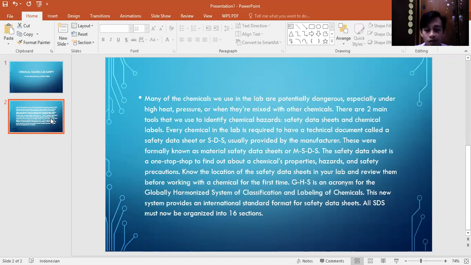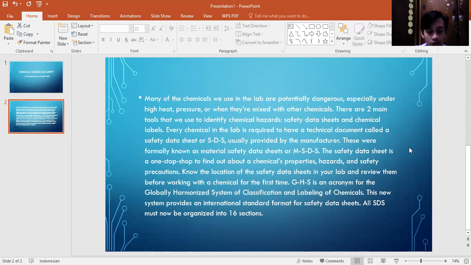Many of the chemicals we use in the lab are potentially dangerous, especially under high heat, pressure, or when they are mixed with other chemicals. There are two main tools that we use to identify chemical hazards. Two is safety datasheets and chemical labels.